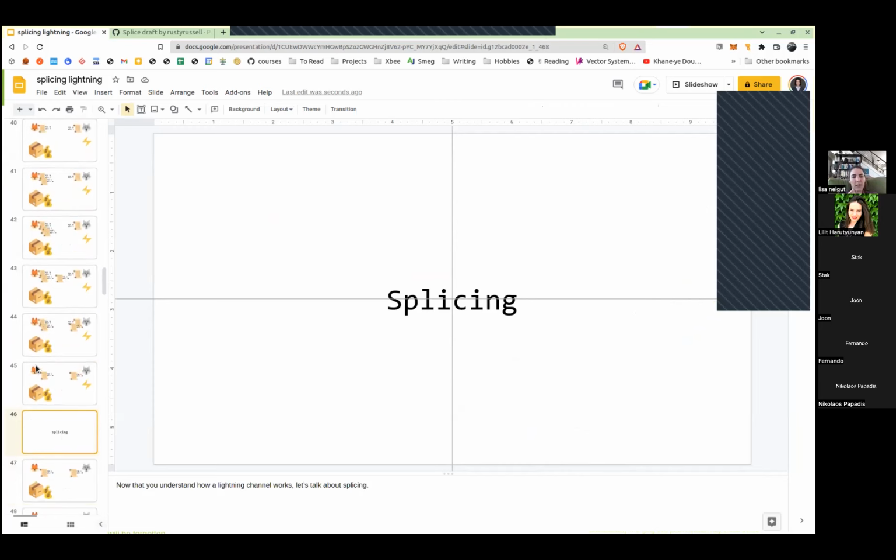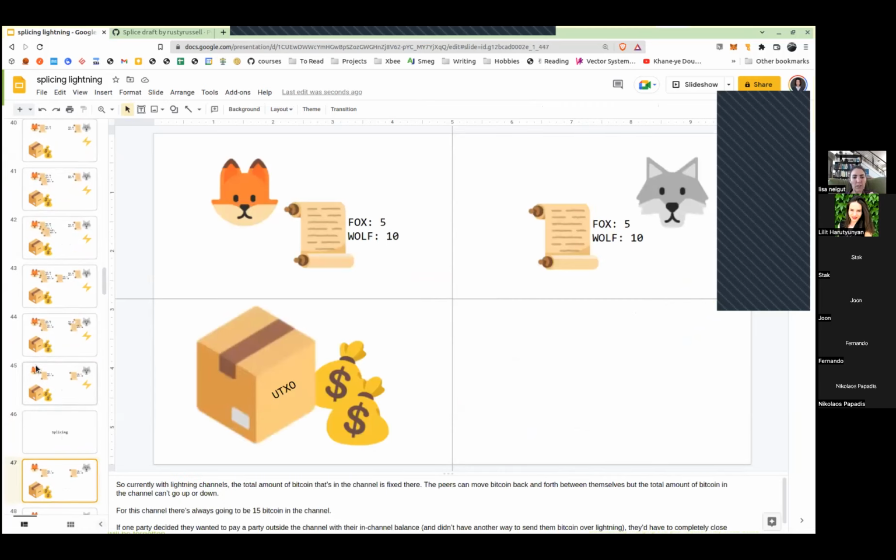Okay, so now that we have a very simplistic understanding of how channel balances work and how money is moved between two parties in a single Lightning channel, let's get into the idea of what splicing is and how splicing enables the money that you have in a channel to be a little more flexible. So currently with Lightning channels, the amount of Bitcoin held in this UTXO on chain is 15, right? It's fixed. So you can move Bitcoin back and forth between these two parties. These guys can update how much money they have, but the total amount of money in this contract is fixed at 15, right?